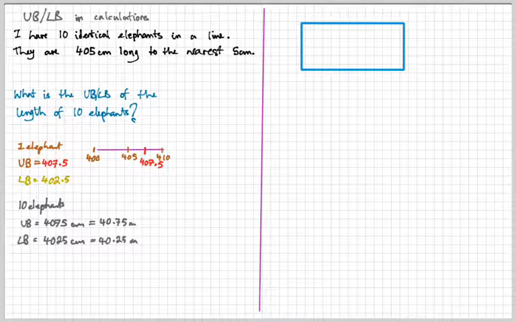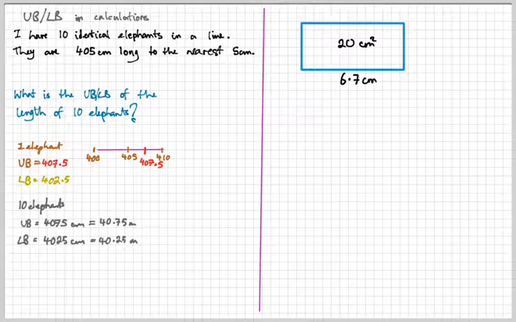Next, this is a more common question. This calculation involves division, and division is the sticking point for upper and lower bounds, and we'll get there. So let's say we had this rectangle, and it's 20 centimetres squared. Let's say we had this side length, and it's 6.7 centimetres. Okay, that's all we know about this question so far.